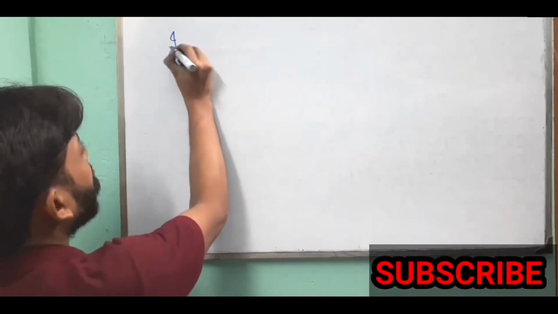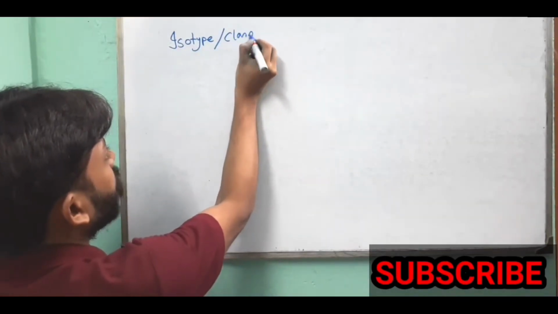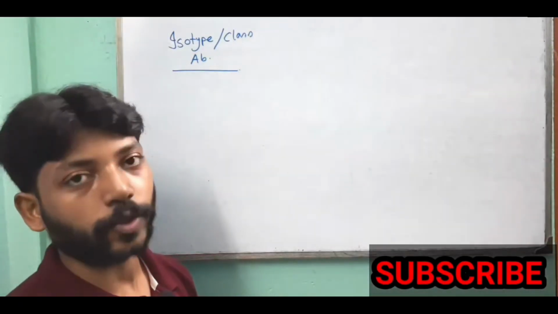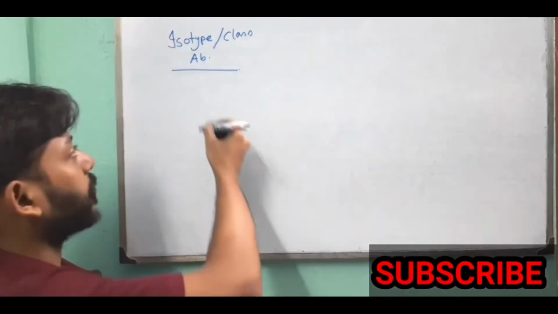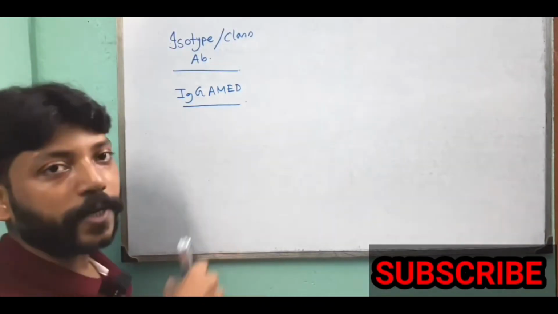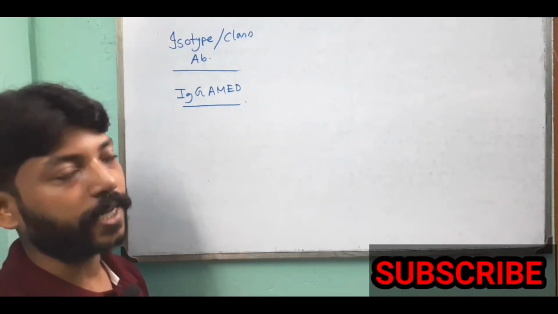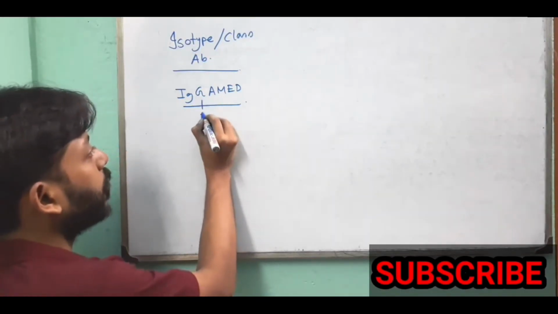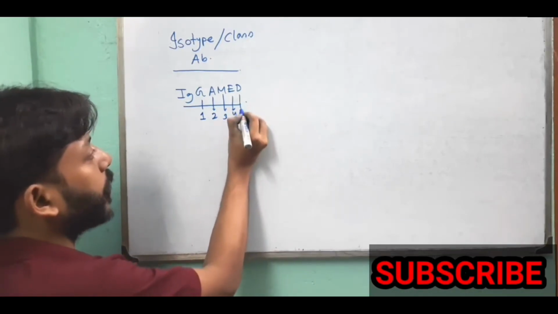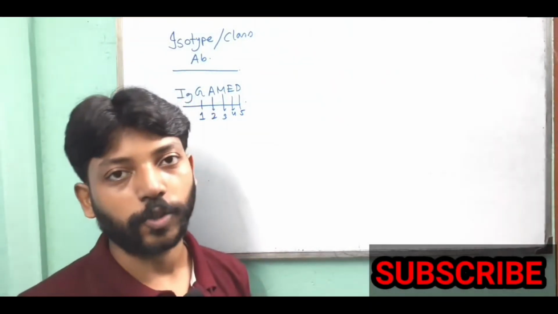So today's topic is isotype, also called class of antibody. In our body there are 5 isotypes, 5 classes. You can remember them as GAMED: IgG, IgA, IgM, IgE and IgD. So in our body there are 5 isotypes or classes of antibody.